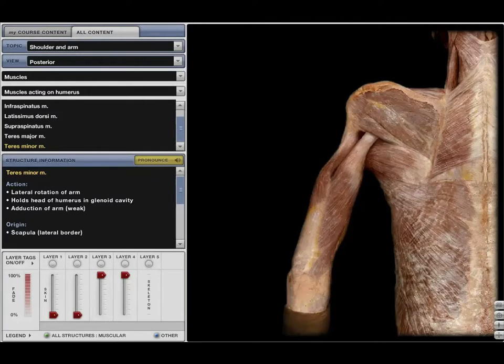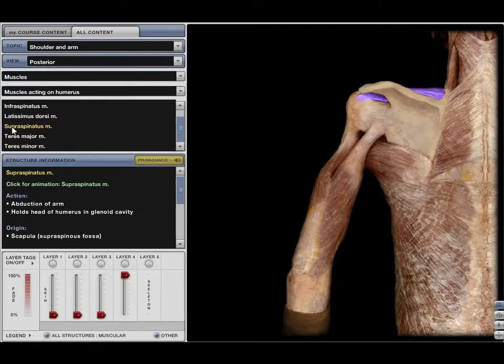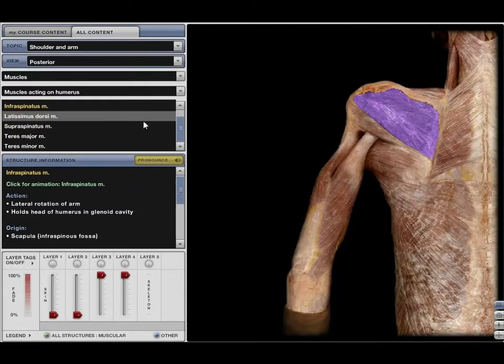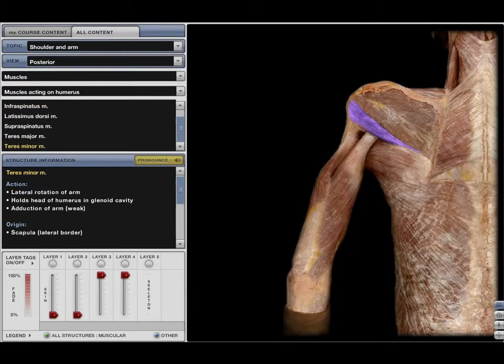Let's summarize the muscles of the rotator cuff. On the posterior side, we have the supraspinatus, which abducts the humerus, and then the infraspinatus and the teres minor, which both adduct and laterally rotate the humerus. And on the anterior side, we have the subscapularis, which medially rotates the humerus. So you can see how the anatomic locations and the actions of all four muscles in the group are related.